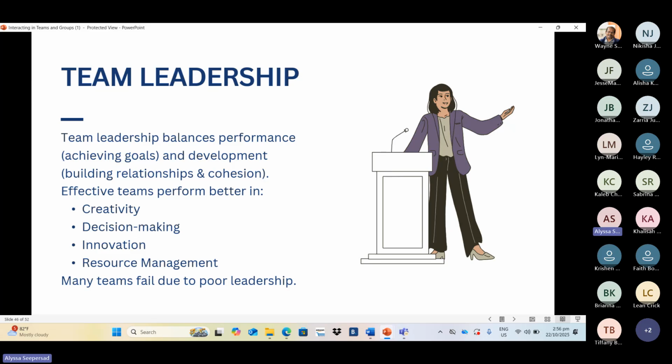So, as stated here, we will understand that team leadership isn't just about directing others, but it's mainly about balancing two important areas: team performance and team development. While performance is about meeting goals and solving problems, development is about building trust, relationships, and team spirit. When both are strong, teams excel at innovation, creativity, and decision making, as listed. But when leadership is weak, even the most talented teams can fail.